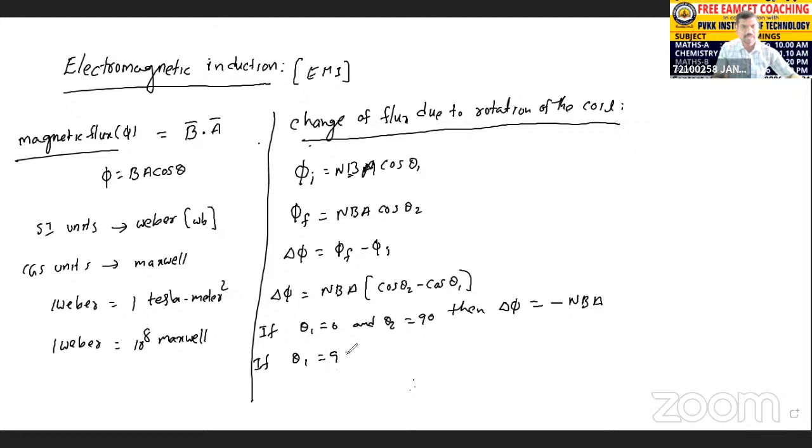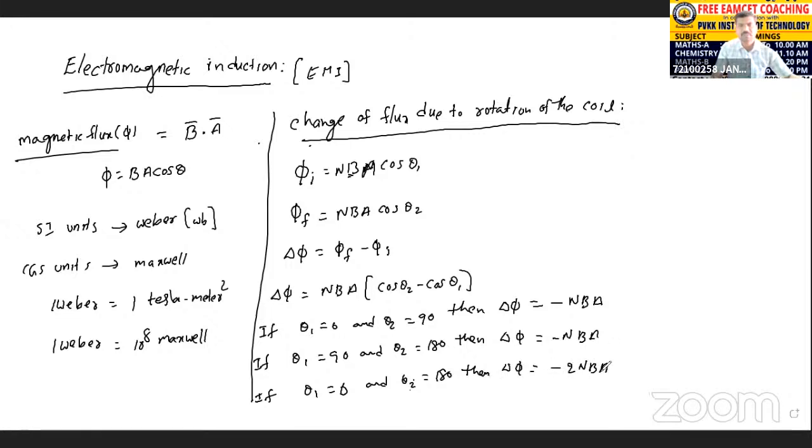Next condition: if theta 1 is equal to 90 and theta 2 is equal to 180, delta phi is equal to minus NBA. Third condition: if theta 1 is equal to 0 and theta 2 is equal to 180, then it becomes minus of minus, so minus 2NBA.